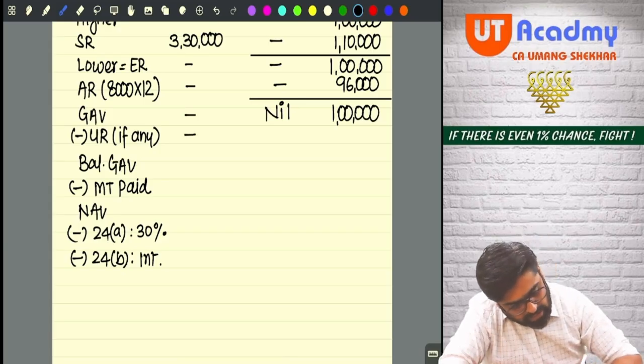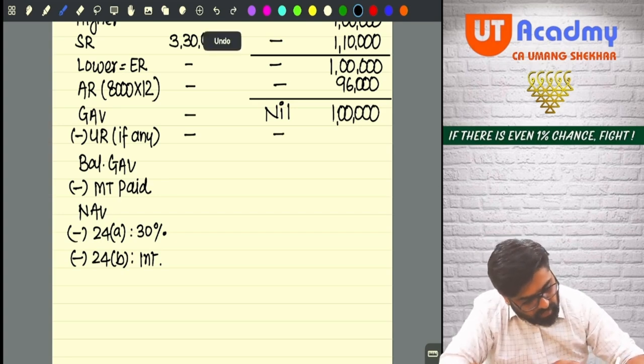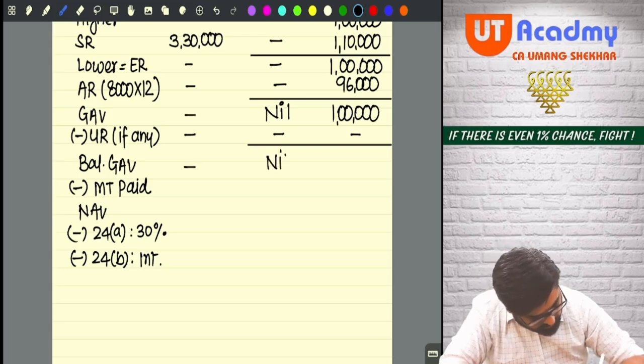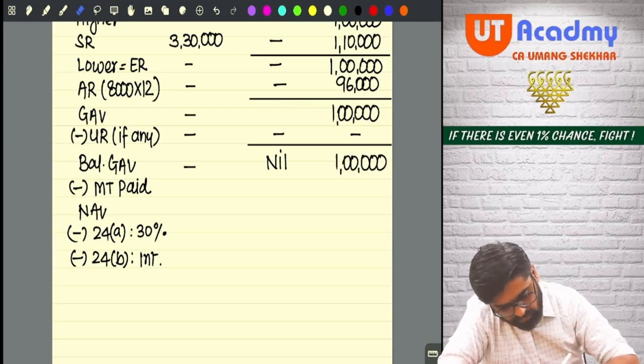Was there any unrealized rent? No, there was no unrealized rent. So put dash over here. What will be the final amount of GAV? Balance GAV. Come on, tell me. Dash, nil and 1 lakh. You can directly put a nil over here also.